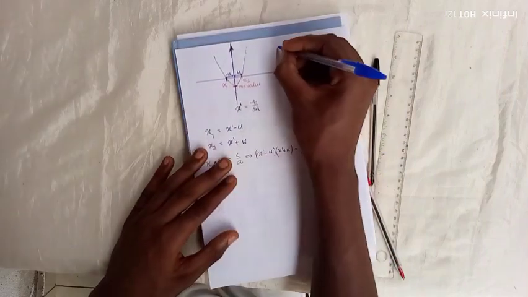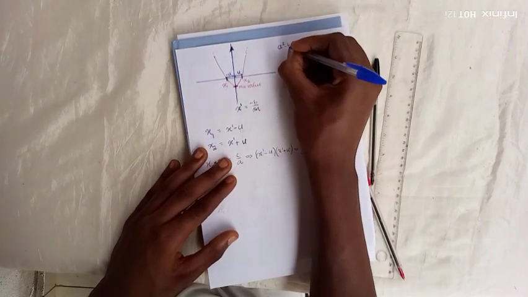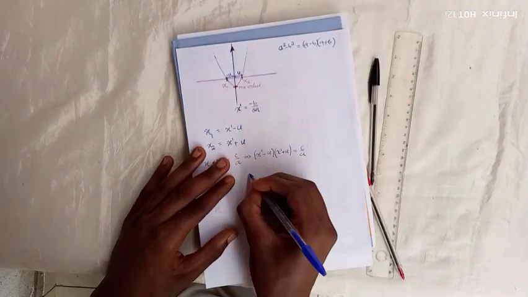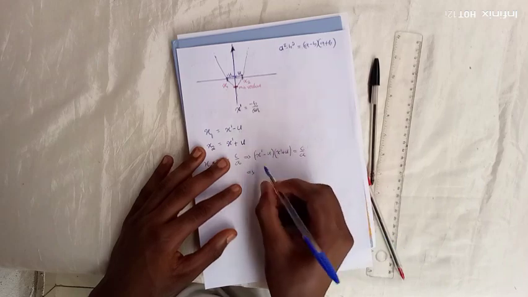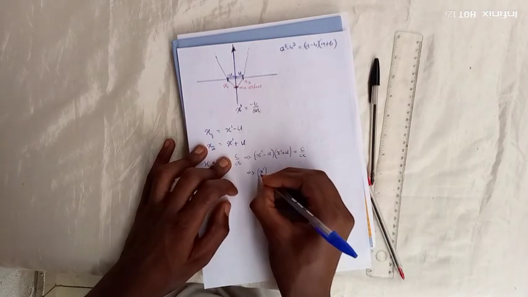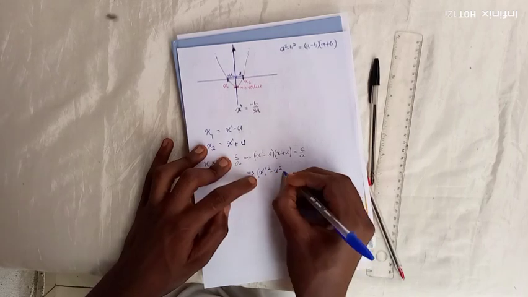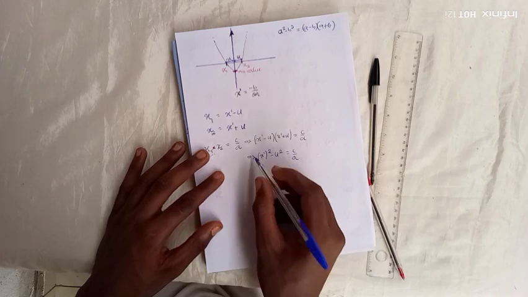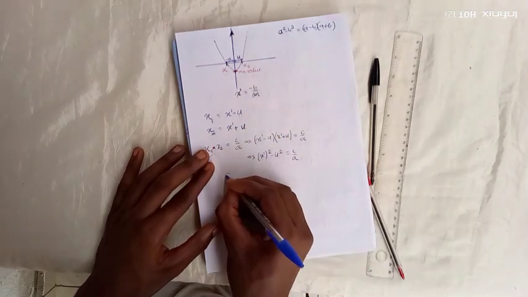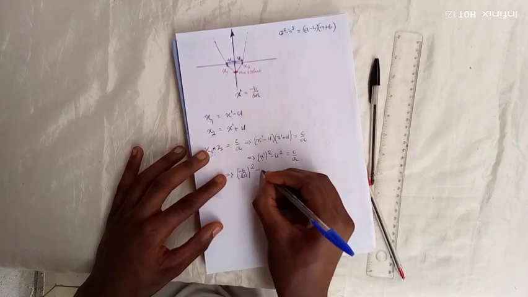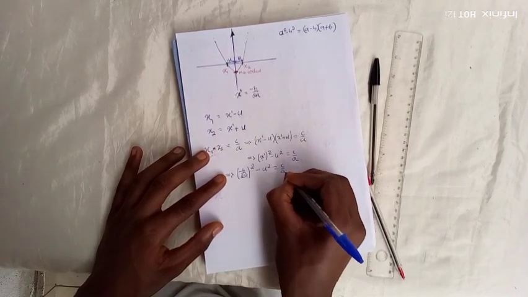The difference of two squares identity says a squared minus b squared is the same as a minus b into a plus b. So if you see, this is your a and this is your b. So this is x prime all squared minus u squared equals c over a. Now x prime is what? Negative b on 2a. So this implies I have negative b over 2a all this squared minus u squared equals c over a.